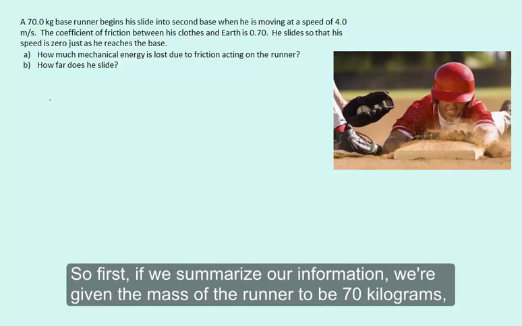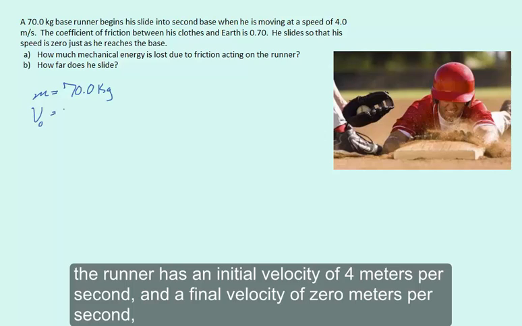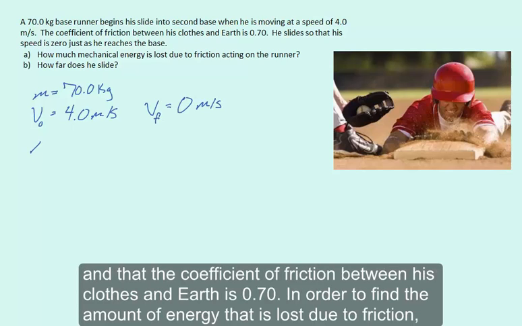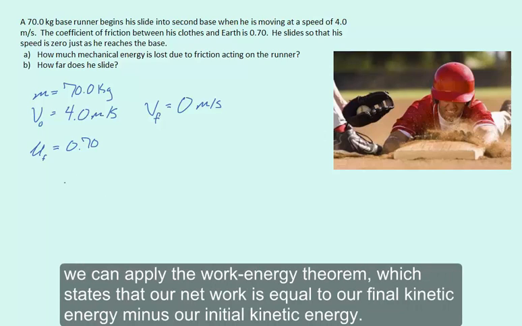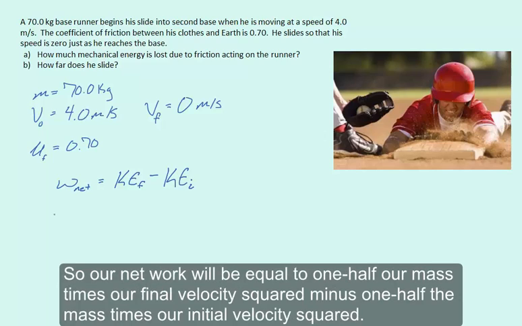So first, if we summarize our information, we're given the mass of the runner to be 70 kilograms. The runner has an initial velocity of 4 meters per second and a final velocity of 0 meters per second, and the coefficient of friction between his clothes and earth is 0.70. In order to find the amount of energy that is lost due to friction, we can apply our work energy theorem, which states that our net work is equal to our final kinetic energy minus our initial kinetic energy. So our net work will be equal to 1/2 our mass times our final velocity squared minus 1/2 the mass times our initial velocity squared.